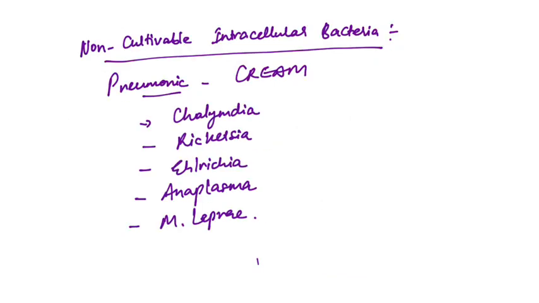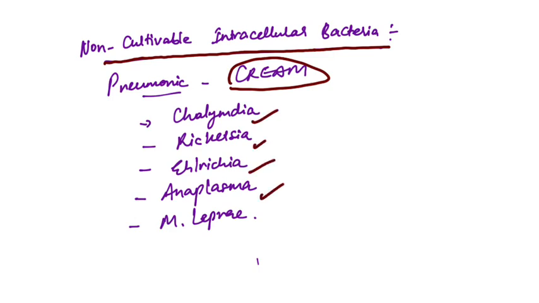Now a question is asked on non-cultivable intracellular bacteria. So the mnemonic is CREAM: Chlamydia, Rickettsia, Ehrlichia, Anaplasma and M. leprae. So these are the non-cultivable intracellular bacteria.